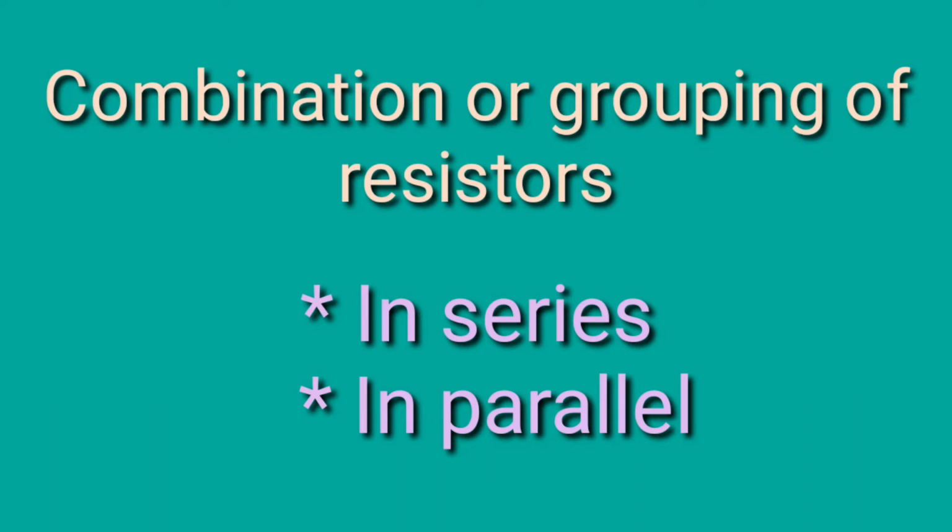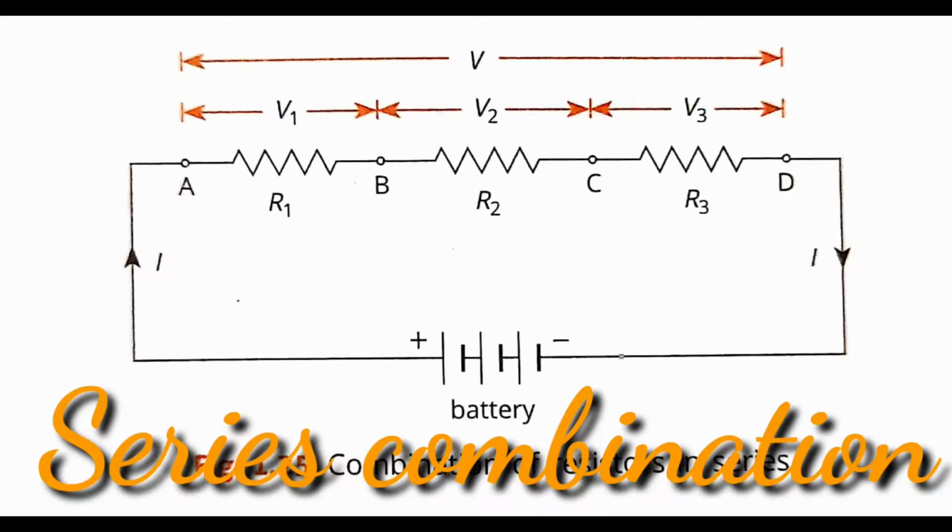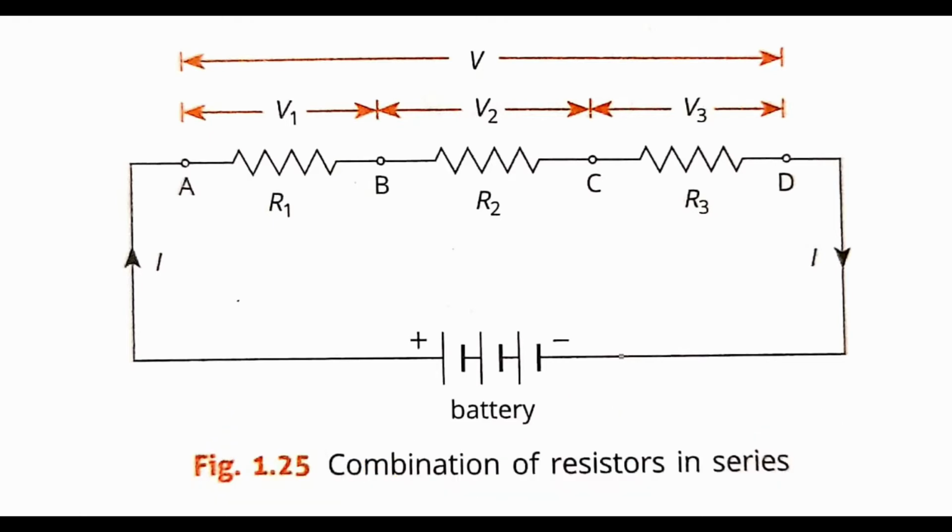First of all, we will discuss series combination of resistors. Series combination: two or more resistors are said to be connected in series if they are connected end to end consecutively in an electric circuit.